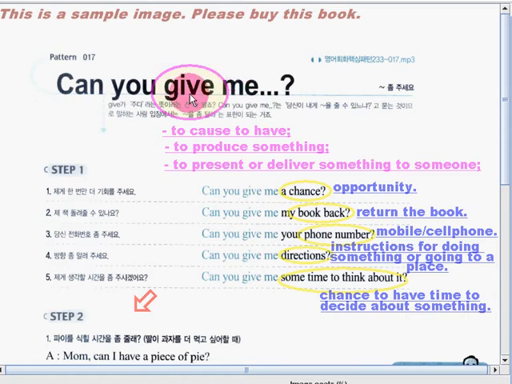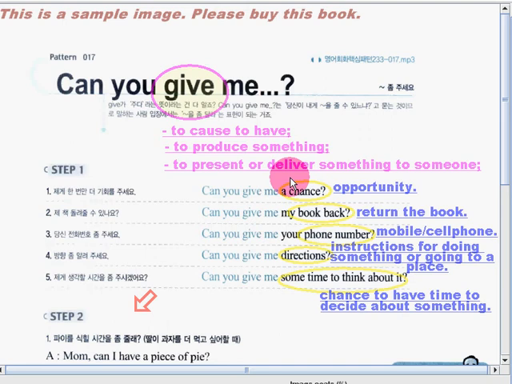Let's start with the meaning of the word give. What is give? Give means to cause to have, or to produce something, or to present or deliver something to someone. So you will present or produce something to give it to someone. Now let's discuss the sample sentences so that it would be more clear to you for this pattern.